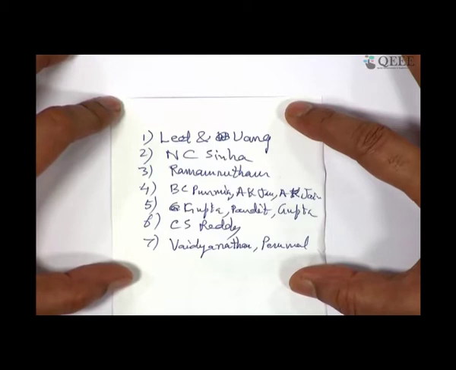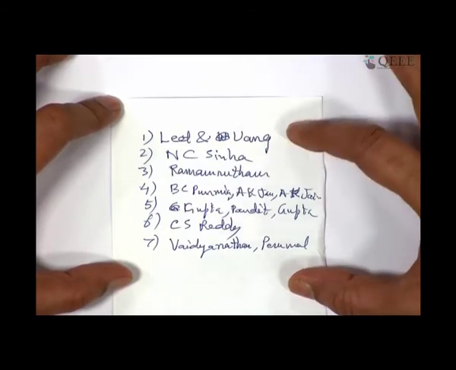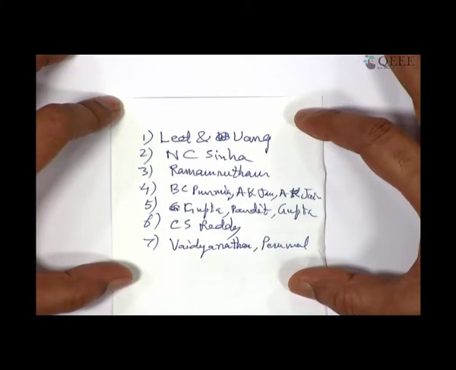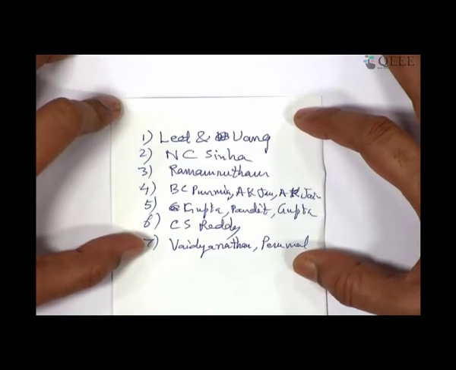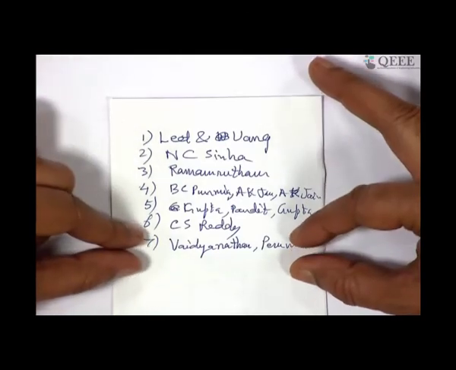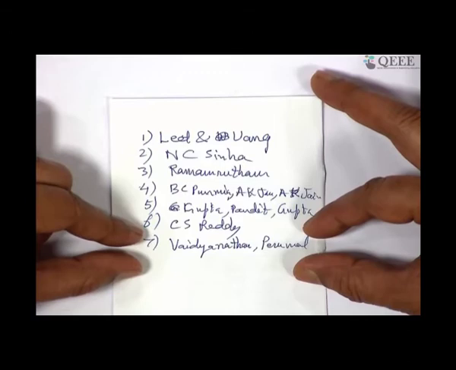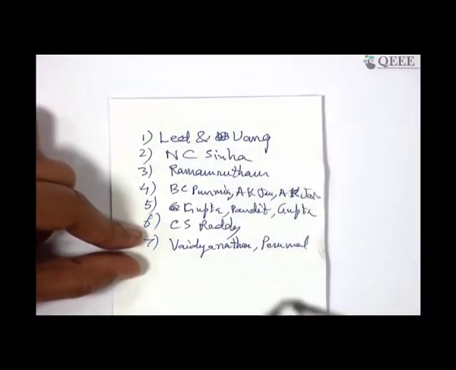I have taken help of Li-Ten Wang's books, Professor N.C. Sinha's book, Professor Ramamrutham's book. A lot of examples are there. B.C. Punmia's book, Professor Pandit and Gupta's book, Professor C.S. Reddy's book, and one book of Vaidyanathan and Perumal, where I found a very interesting chapter on experimental determination of the influence line diagram.